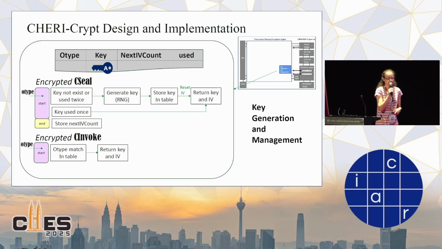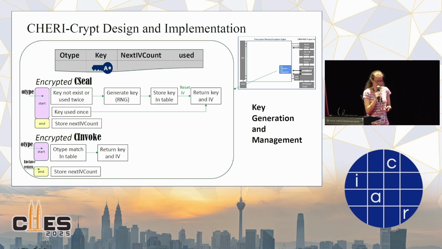So during the encrypted CHERI invoke instruction, it looks at the O-type and matches that into the table. If there's a match, then it will return the key and the initialization vector, so it can do the encryption and decryption as and when required. And then when the enclave returns, when it's finished its code, it will store the next initialization vector into the table.